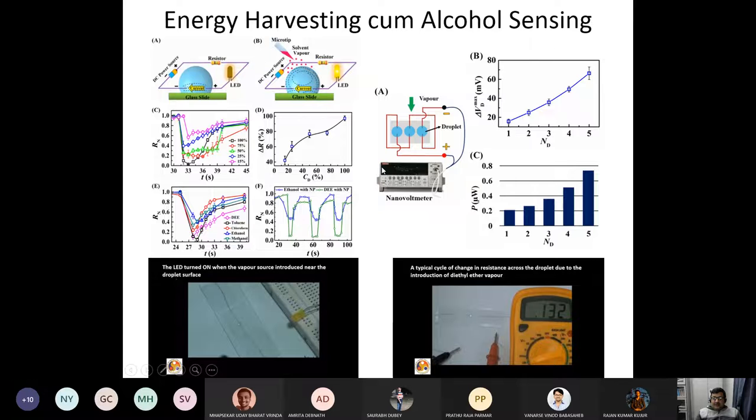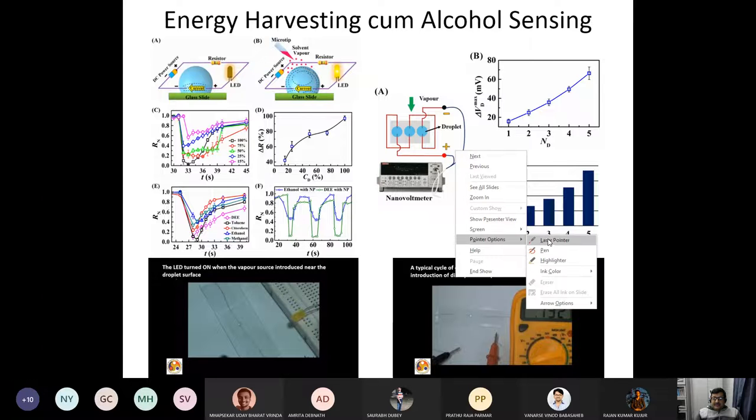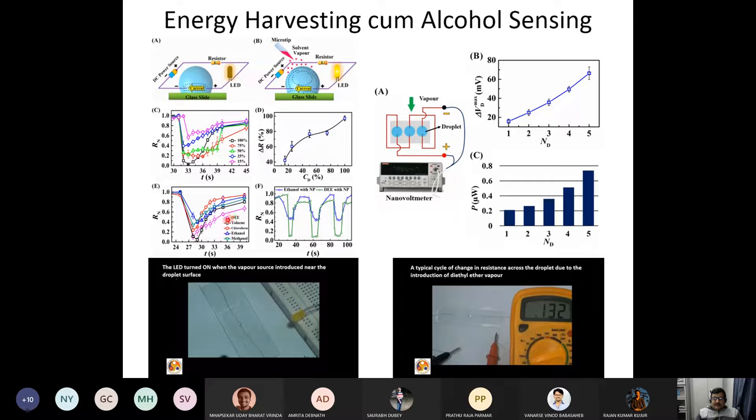So what we did, we went for a lot of different volatile organics like diethyl ether, toluene, chloroform, methanol, and we could see that you can really map this delta R, the change in the resistance. That is different with respect to what? This is proportional to the difference in the surface tension. First is the surface tension of water and the surface tension of this volatile matter. This delta gamma has a correlation with this delta R.